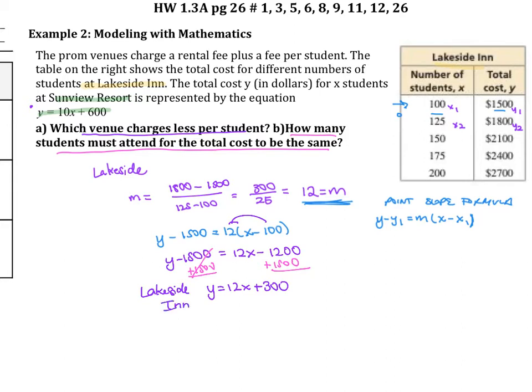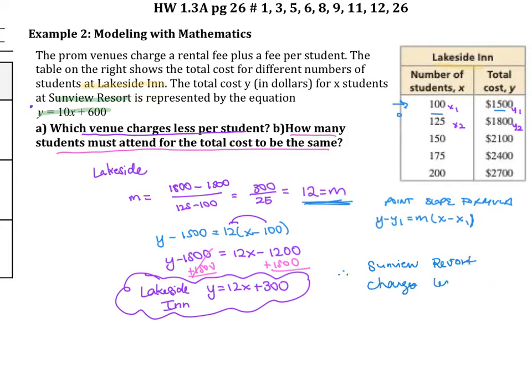Now looking at Lakeside Inn, we can compare it with Sunview Resort. Which one charges less per student? Here this is $12 per student, and this is $10 per student. So therefore we know that Sunview Resort charges less per student. So that's letter A.